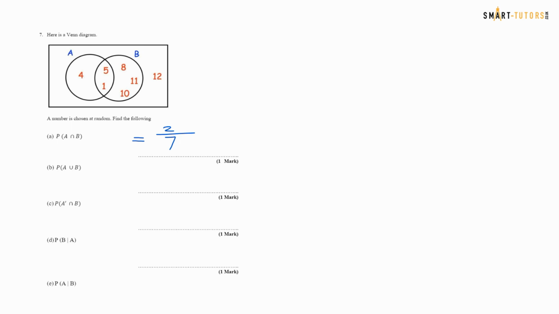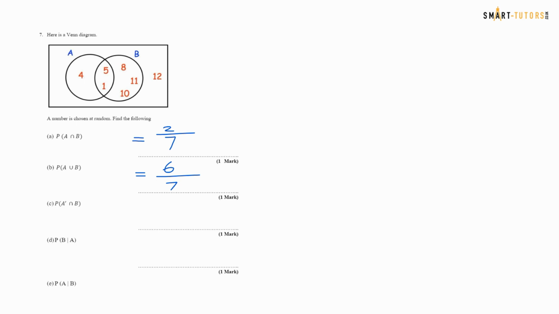So a number is chosen at random. Find the following. So probability of A intersection B. A intersection B means 2 numbers out of 7 numbers. Probability of A union B. So probability of A union B means all the numbers inside A and B. So 1, 2, 3, 4, 5, 6 numbers out of 7 numbers.